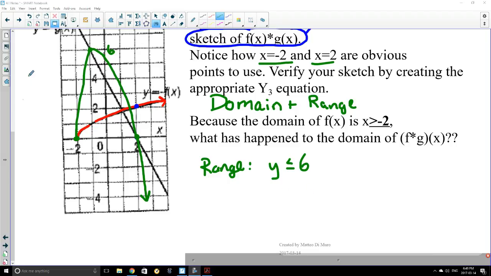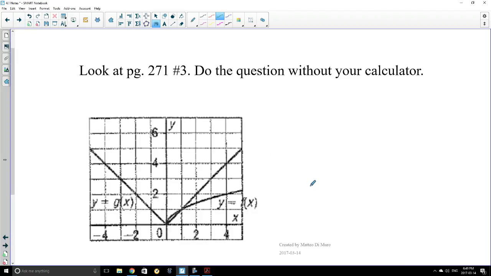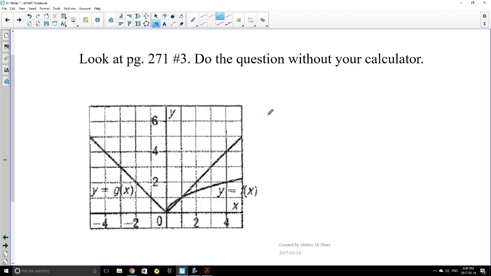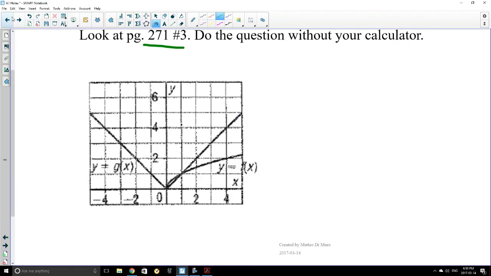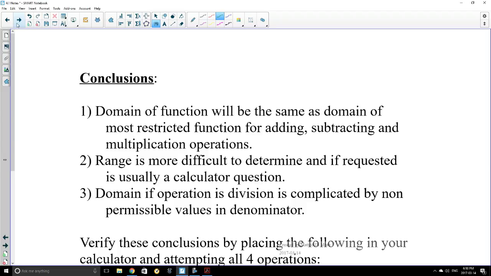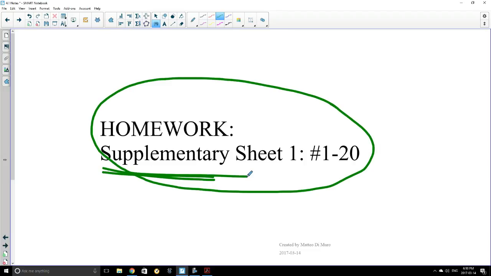There's a practice one that you can try. Well, we don't have the textbook anymore, so at this point you can really just go and work on your note package. There is a supplementary sheet that you can do, and before we leave, I'm just going to back up a step and let's look at some conclusions.